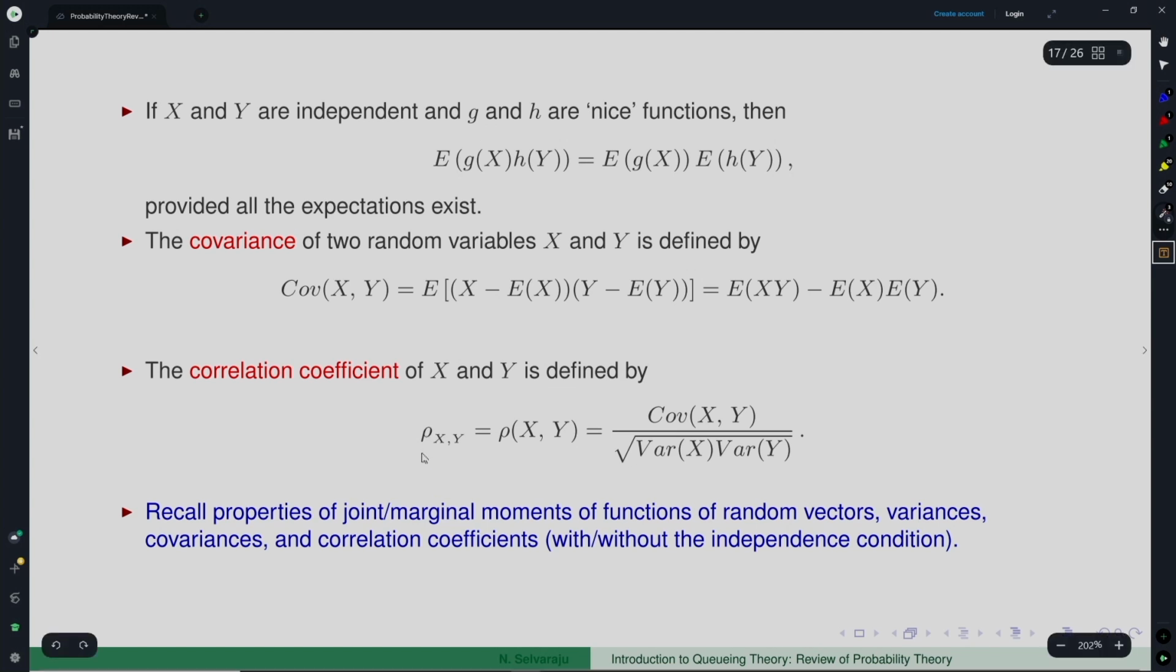Whenever this rho is, as you know, the modulus of rho is less than or equal to 1, which means rho lies between -1 and 1, both ends included. When rho is equal to 0, we say that the two random variables are uncorrelated, but that does not imply in general that the random variables are independent, though in certain cases it might imply it, under what conditions and so on. So, these are the properties that we talk about, with and without the independence notion.